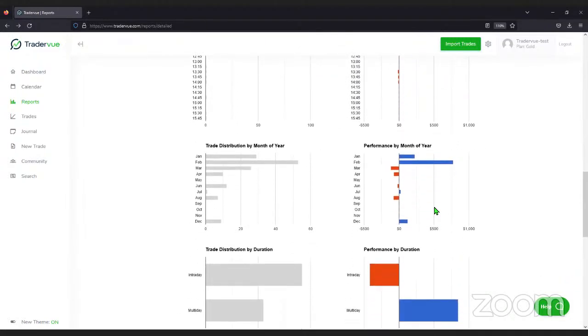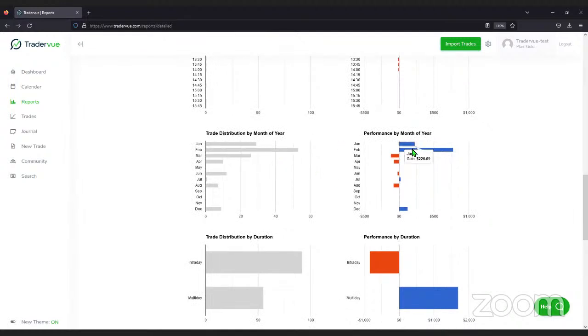And performance by month of the year, you can see the same thing, but in terms of month. This basically just tells you performance by month. It doesn't necessarily tell you something that is essential.